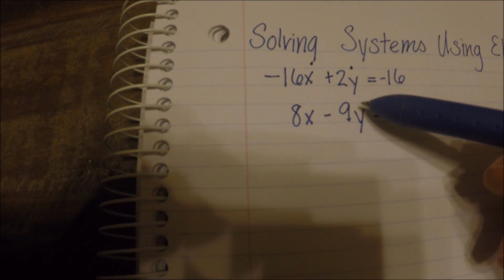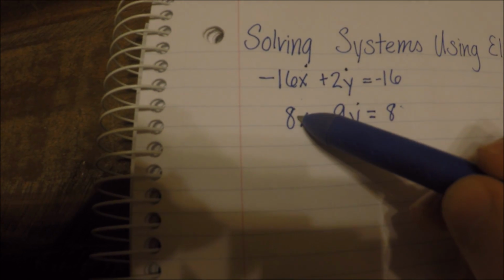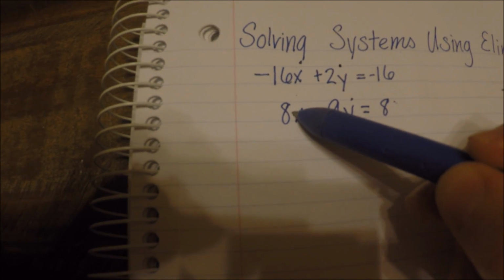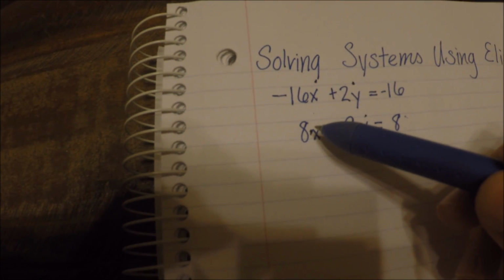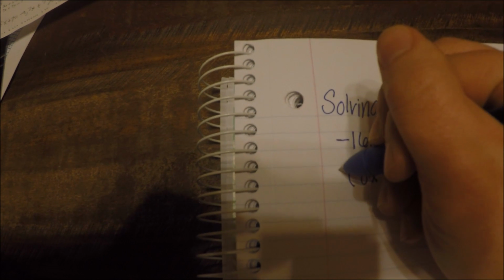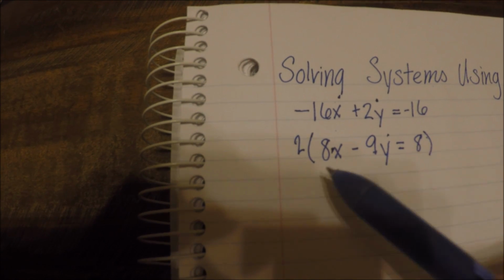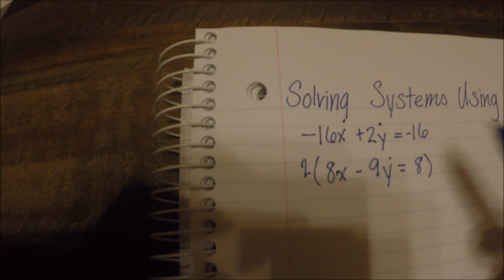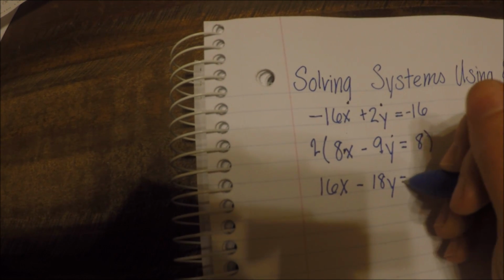Now, we can't make 9 negative 2 by multiplying it by any other integer, but we can make 8 positive 16 by multiplying it by a number. Think for a minute, what number would we multiply 8 by to get to positive 16? Since 8 times 2 would give us positive 16, we're going to multiply this whole second equation by 2. And that includes this other side of the equal sign. This entire equation will have to be multiplied by 2. So multiplying by 2, we get 16x minus 18y equals 16.